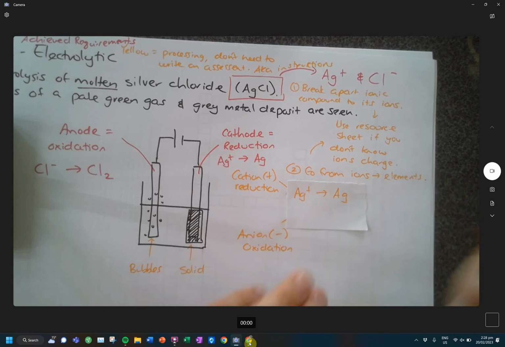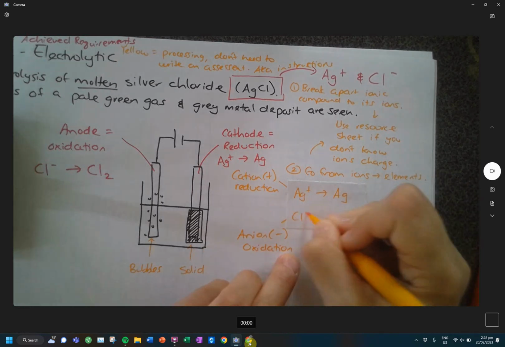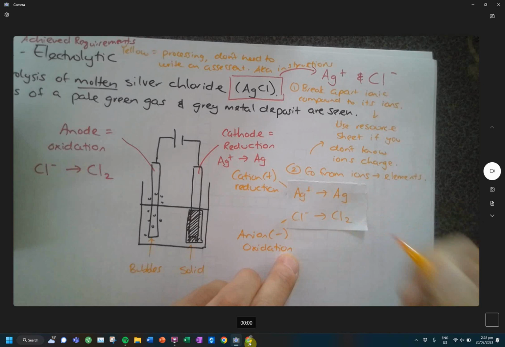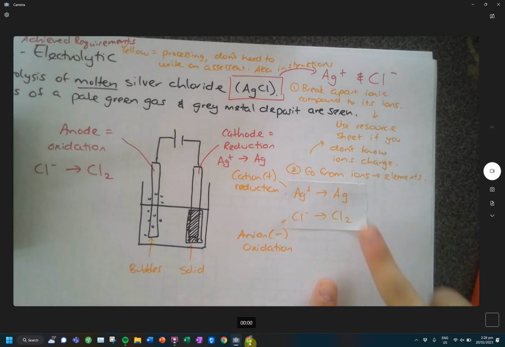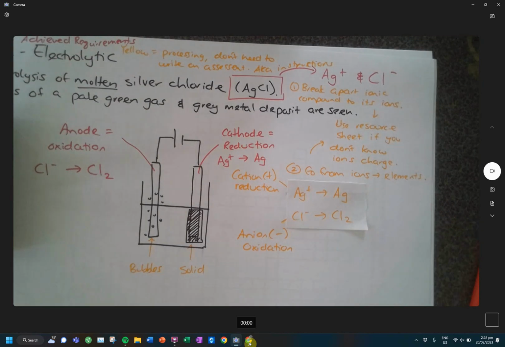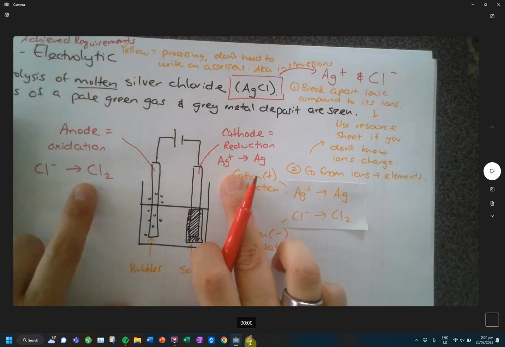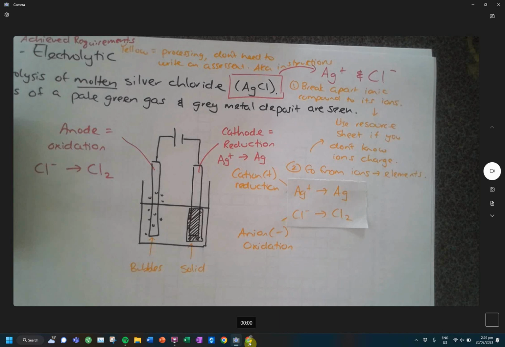Cool. Like I said, yellow was just my processing to show you guys how I was doing my steps. All right, so yeah, like I said, I have labeled cathode and anode. I've labeled what I have started with and what I have made. The other thing you need to then do for the achieved is just your definitions for redox.